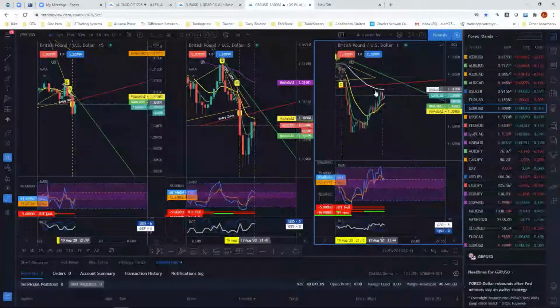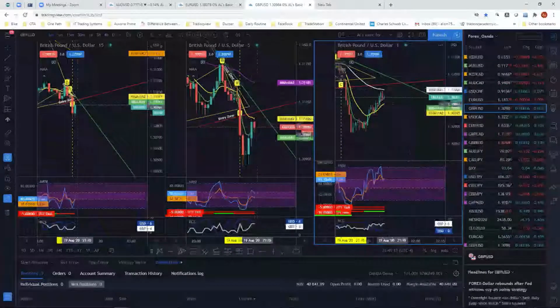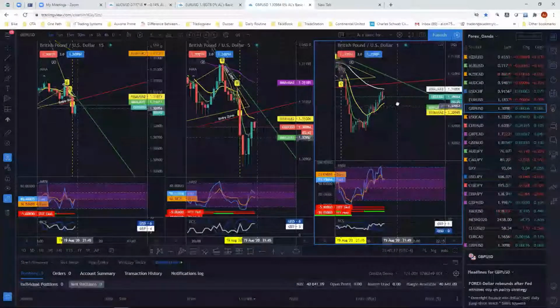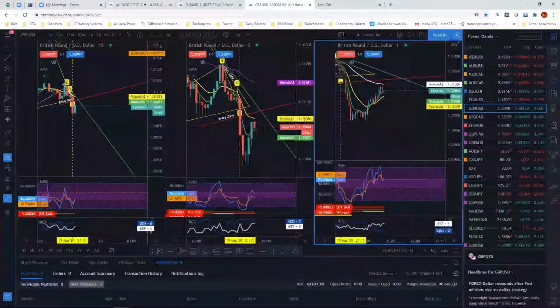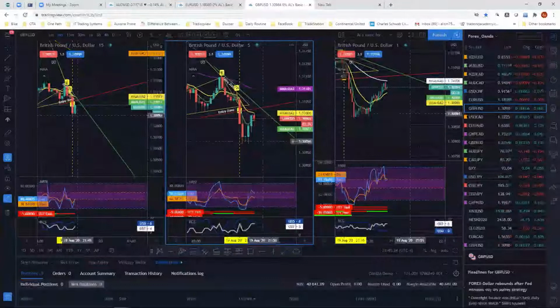Right now, they're not in the right order, but I'd like to see them consolidate and then switch orders, have the green come back, switch below the yellow, and then possibly take the trade short again. That would be what I'd be looking at for a pullback.